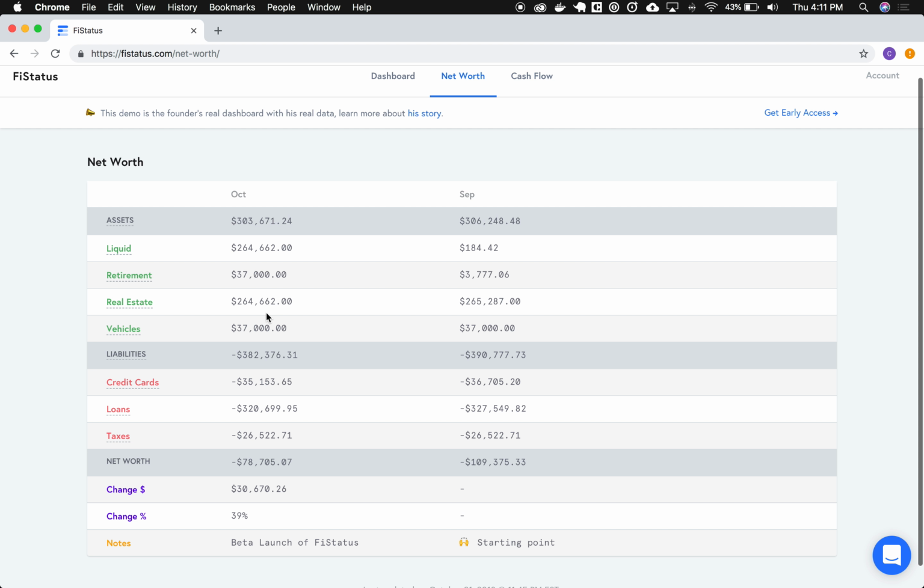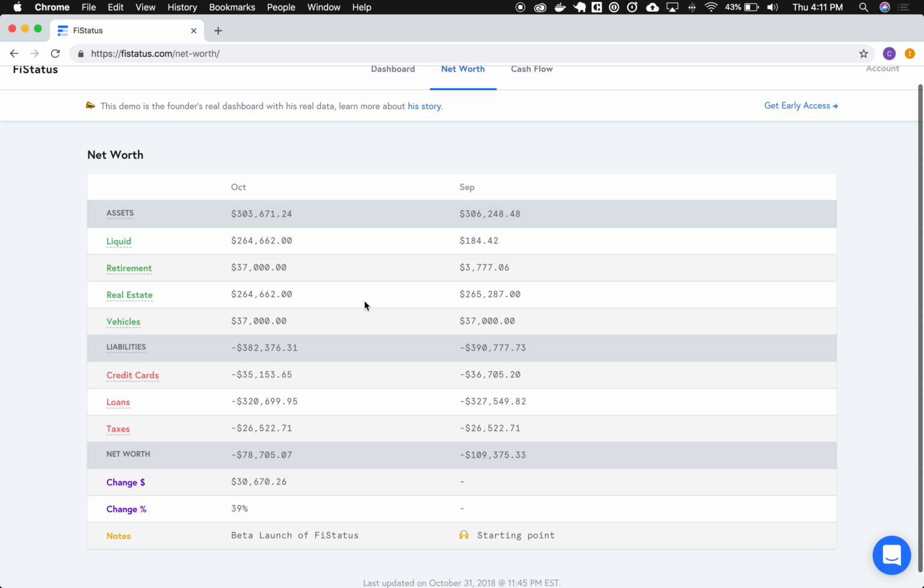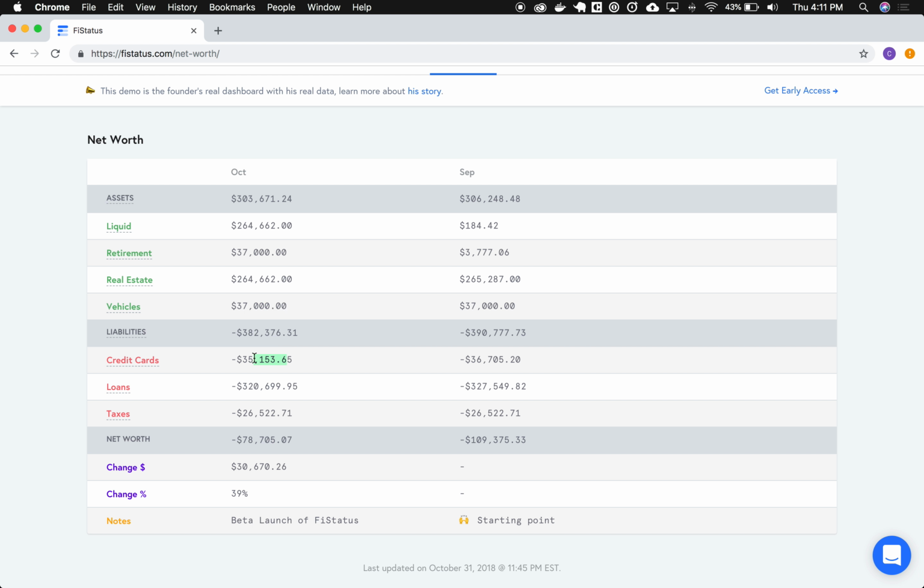All right, so you can see that the real estate, as far as my assets, actually went down last month, no big deal. The vehicles stayed the same, which is very common. Liabilities, I paid down a credit card, so that went down a little more than $1,000, which is pretty awesome. My loans went down about $7,000 because I paid some of that off. And then we start changing, so the change of my net worth month to month. There's a $30,000 change from last month, which is a 39% change, which is interesting.